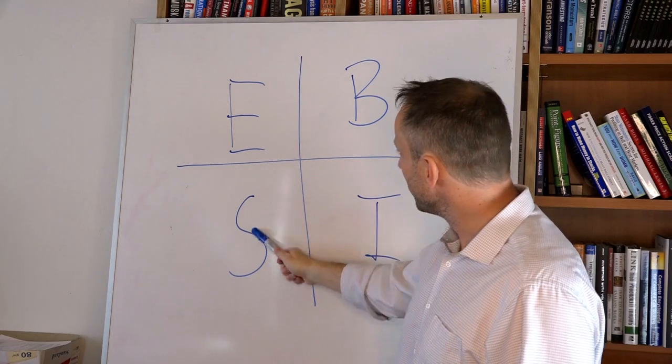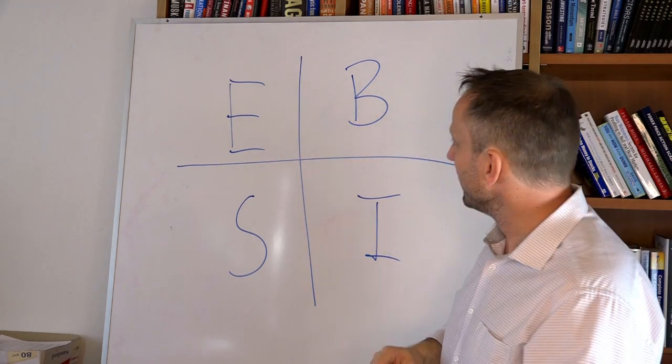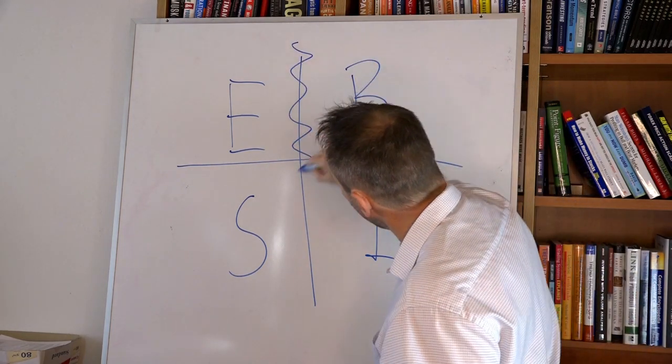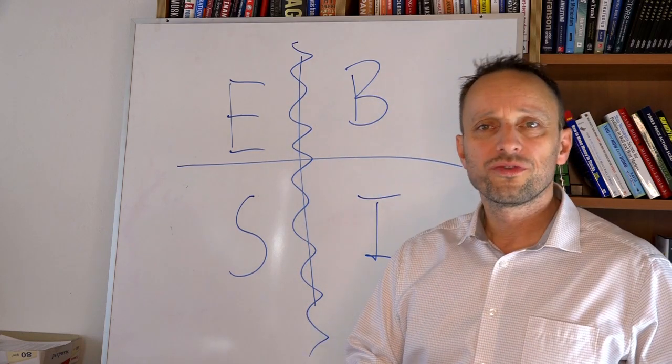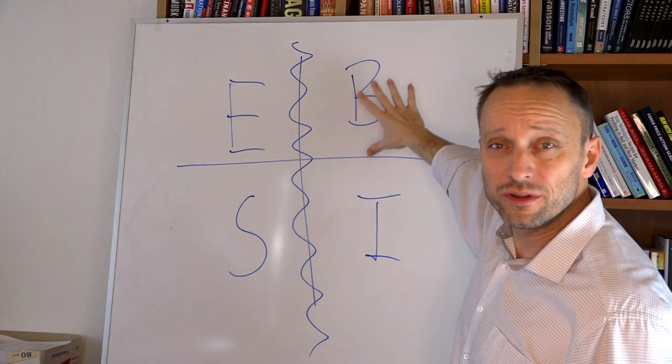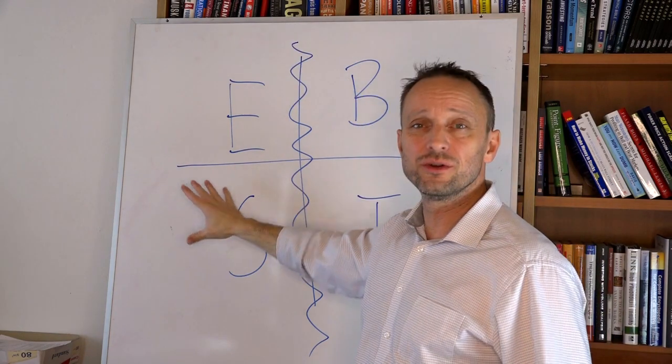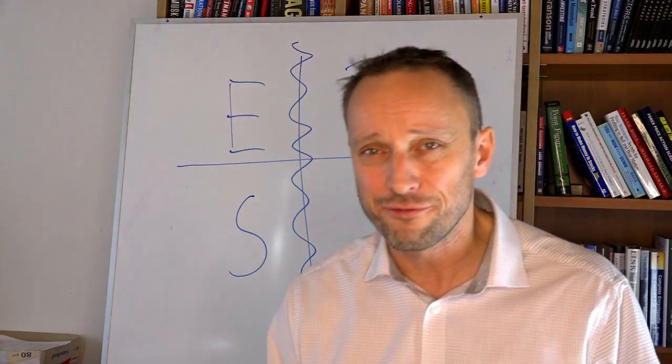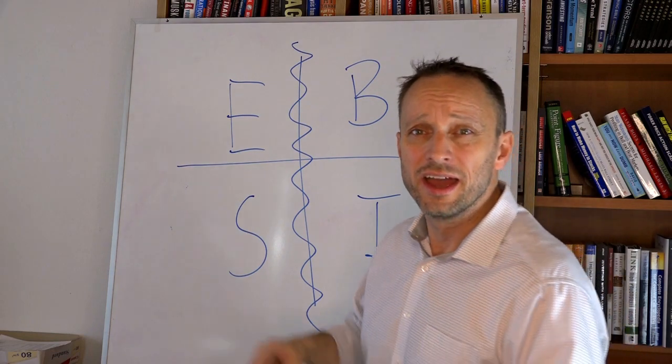You can see there's an E and an S, a B and an I. And there is this border going down here that makes these 2 the most important and these 2 the things that we should move away from. All right, so let's get to it.